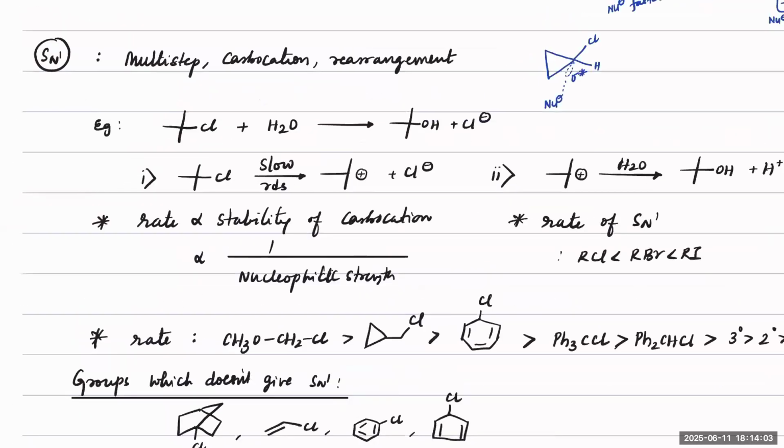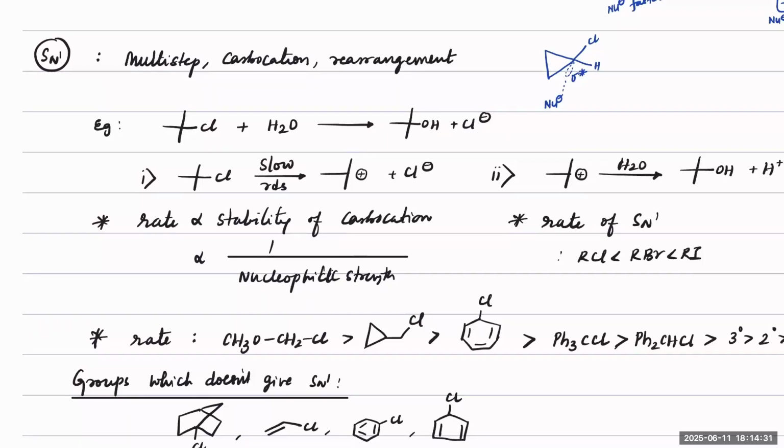SN1 is a multi-step carbocation forming reaction with a rearrangement possibility. To make a carbocation, usually the group has to be bulkier so that it can get stabilized by hyperconjugation and inductive effect. So if I take a tertiary chloride and react with water, you will get an alcohol and Cl minus coming out. This is the overall reaction, and it happens in at least two steps.